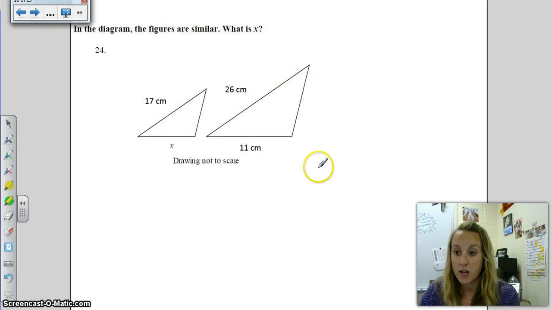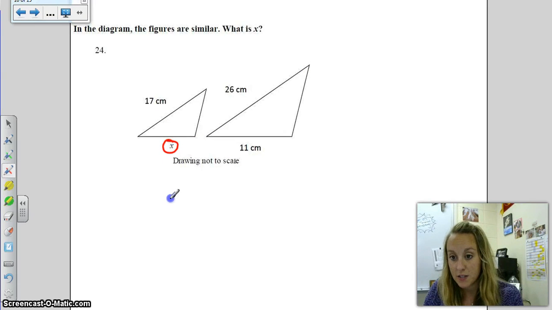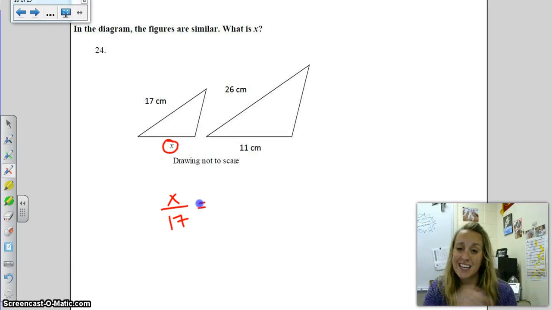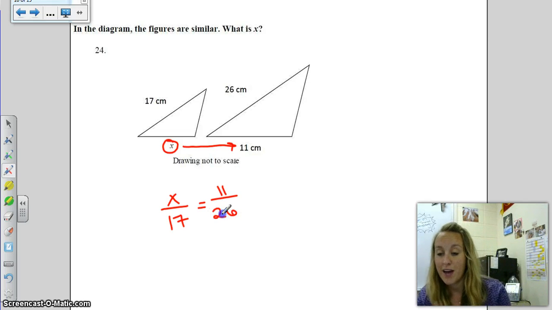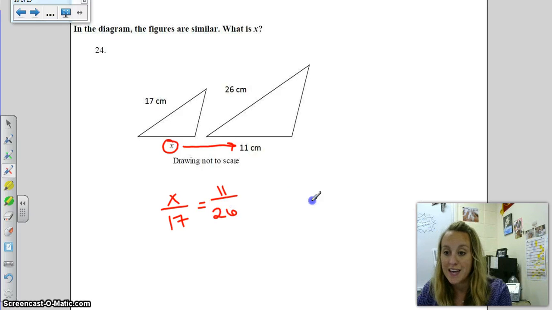All right, so here's this. I'm running out of time, so I'm going to rush through this a little bit. Remember to set this up. You start with X, then you go over the other side that you're looking for. Then to set up the other ratio, you go to the second triangle and you go to X's corresponding side. So you have 11 over 26. From here, you cross multiply and divide, and we have an answer of 7.2 centimeters. Don't forget that label.